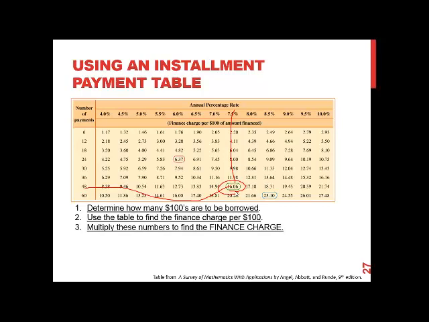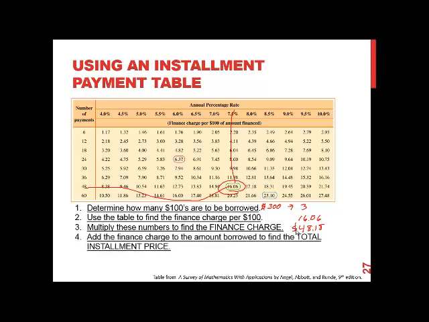We're going to multiply these two numbers to find our finance charge. So if you were borrowing $300, that would be 3 units. And if we had 1606, we would then multiply the 1606 per 100 times the 3 of the hundreds, gives us $48.18 is the amount of finance charge we've got for this loan.